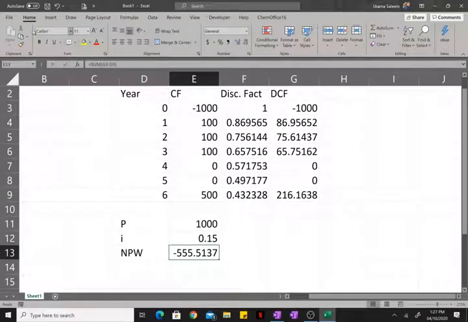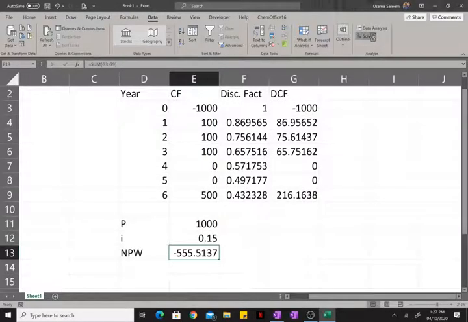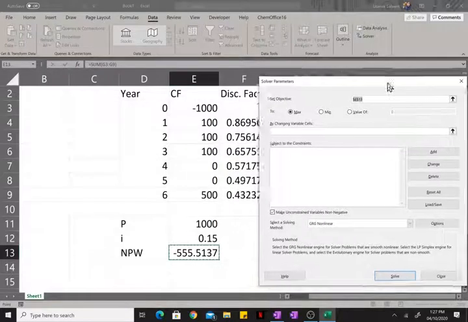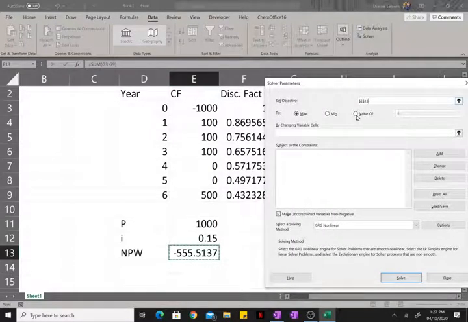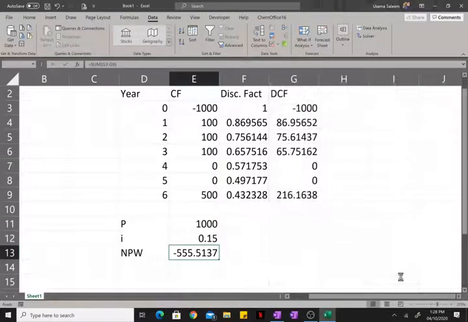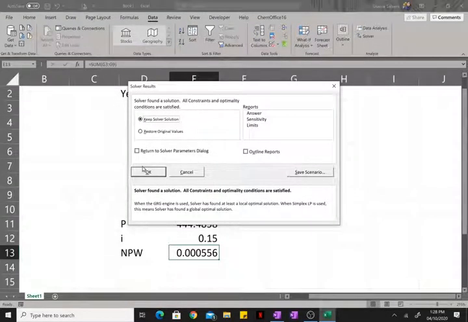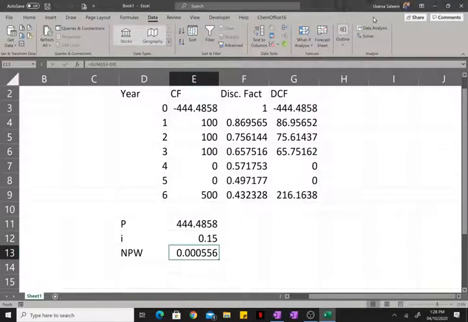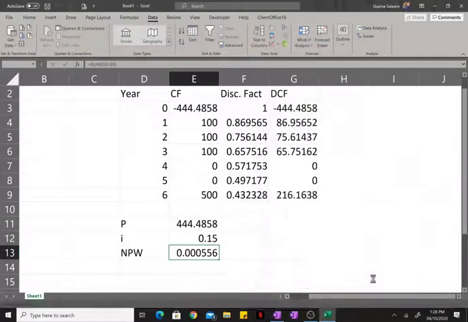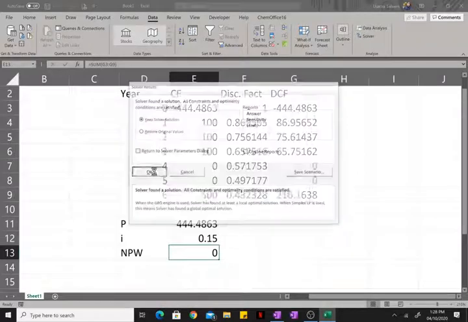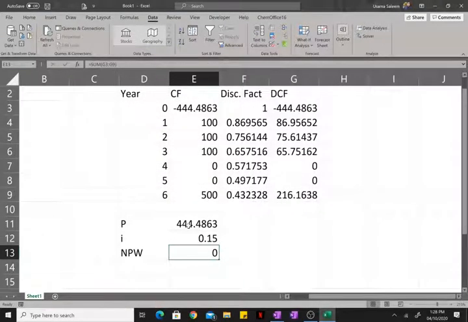So let's do that. I have my solver here. My objective function is going to be NPW. That's correct. I want to get that to a value of 0 by varying P, the variable I'm solving for. All right. Okay, so if I just run this once more, I should get a finer solution. So $444 to the nearest dollar is the amount, our answer for P.